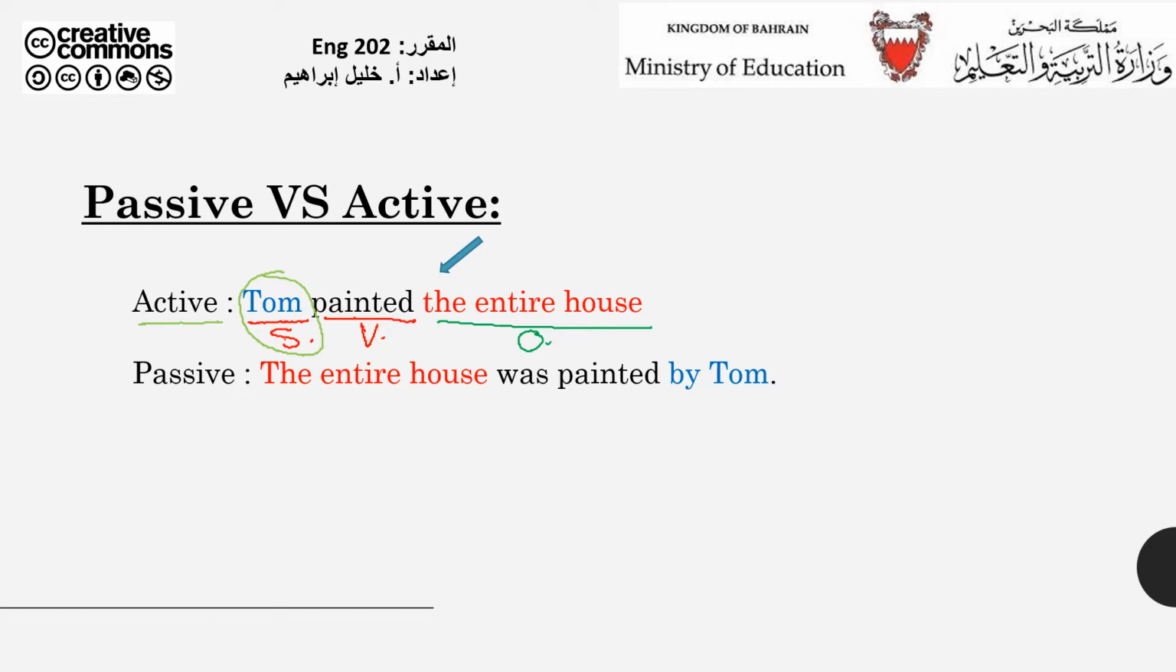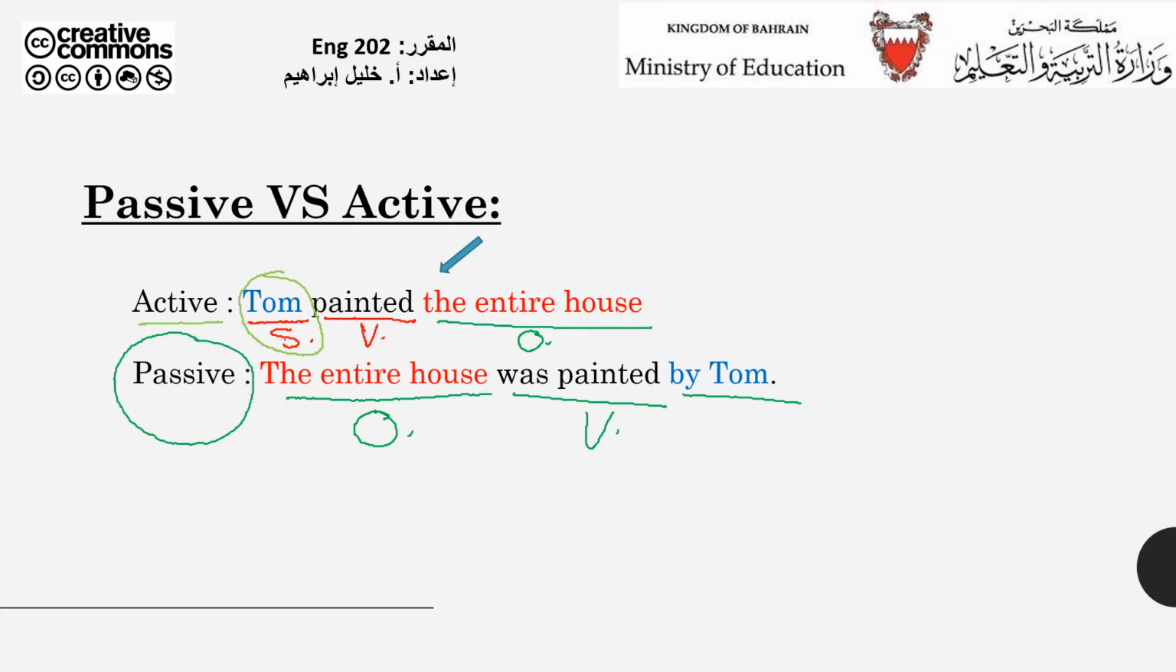Look at sentence number two. The entire house was painted by Tom. The entire house originally is the object of the sentence. Was painted is the verb. By Tom is the agent. Now, look at this passive sentence. It starts with the object. It doesn't start with the subject. So we call it passive.